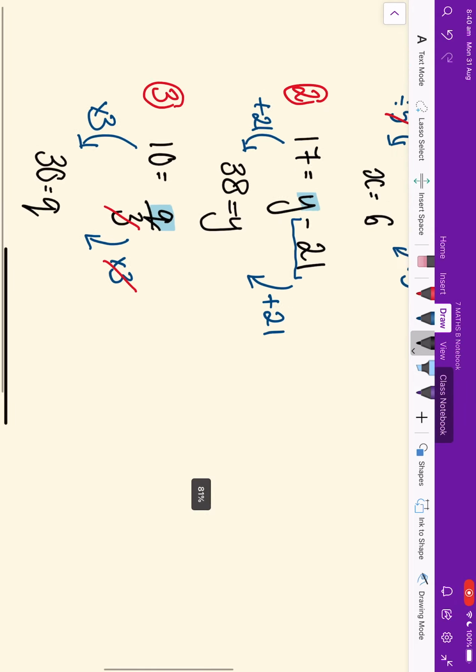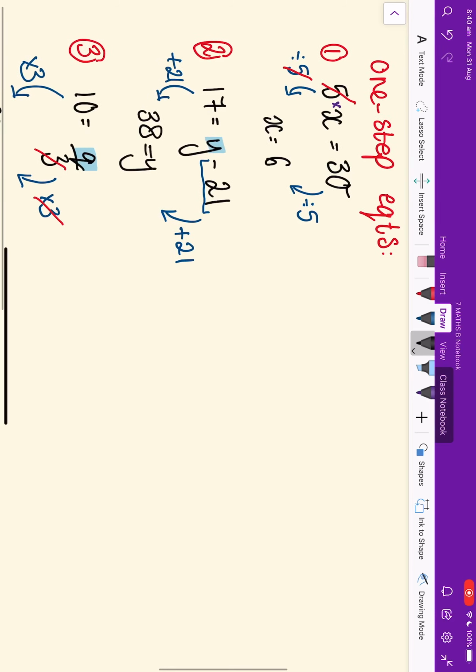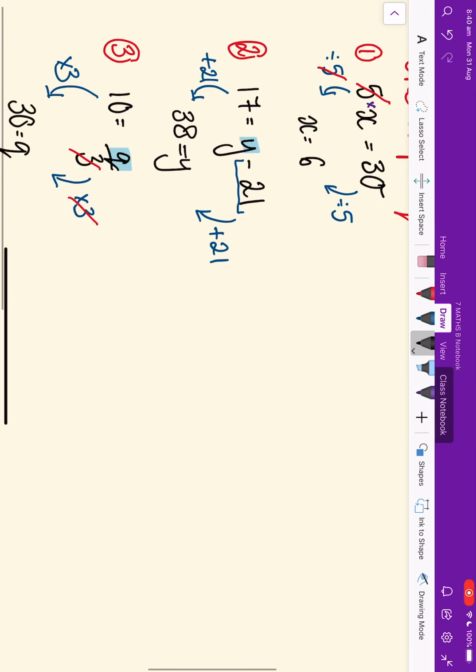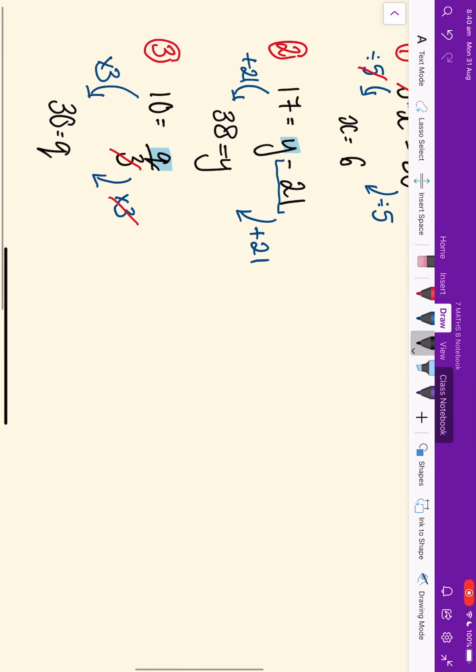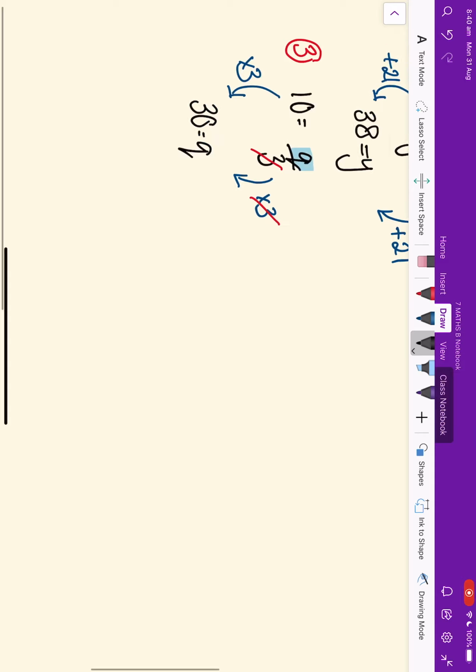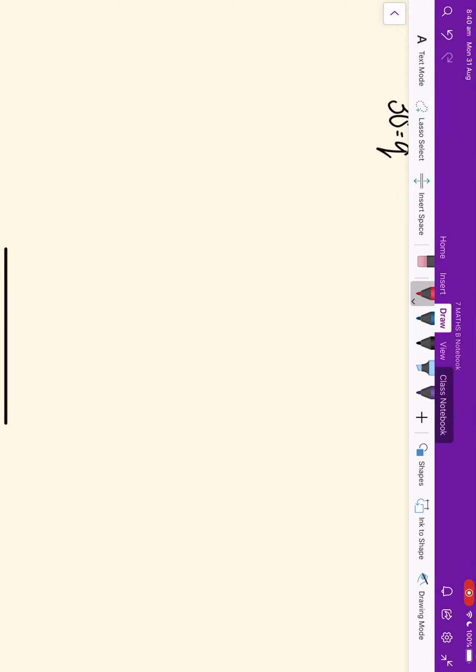So they were some one-step equations, and as you can notice, I've just basically done one thing to each of them. It's one step. Now I'm going to show you one more set of examples, and with these examples, it's going to require us to do one extra step. I'm going to make a title, and I'm going to say two-step equations.